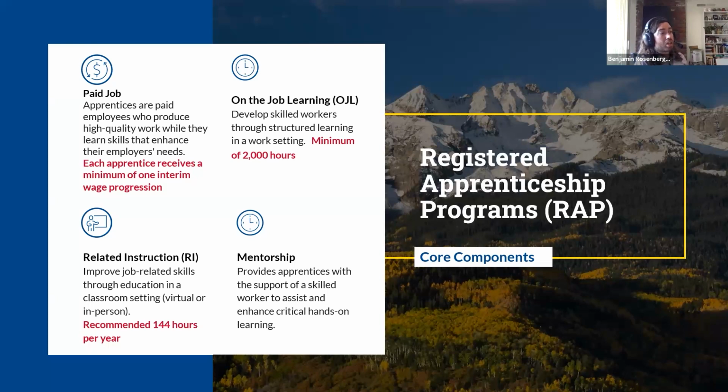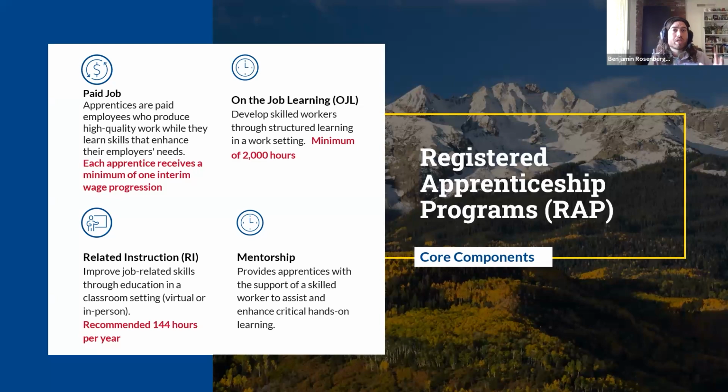There is oftentimes and almost always a related instruction component to an apprenticeship program, which is where you would typically go through some sort of educational program, be it a classroom setting, like partnering with a community college and having your apprentices take specific classes there, or maybe an employer has their own internal related instruction program. Sometimes they contract with independent private schools to provide certain training and education, and it's recommended that there's about 144 hours a year of related instruction during an apprenticeship program.